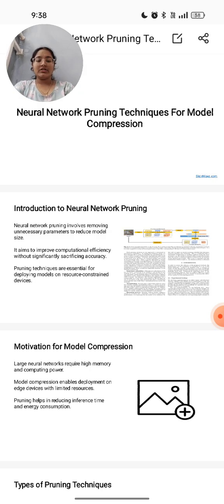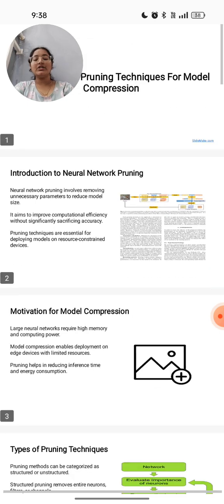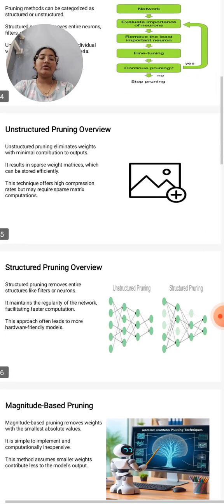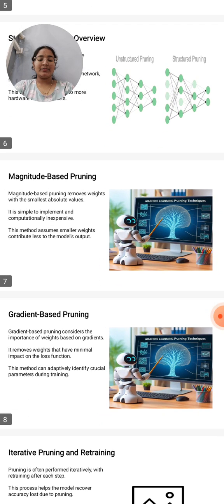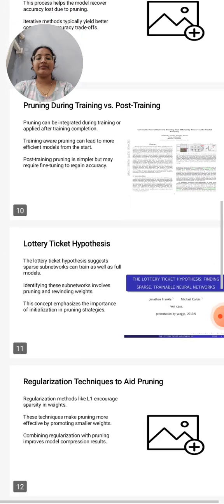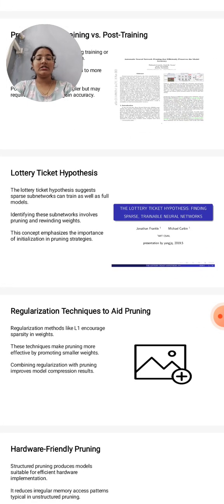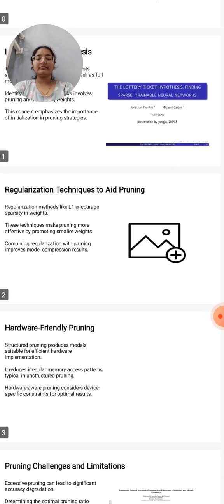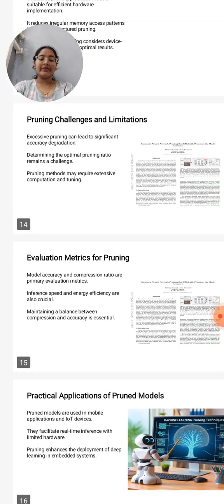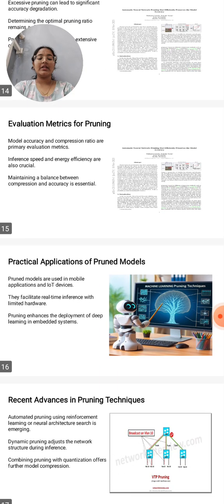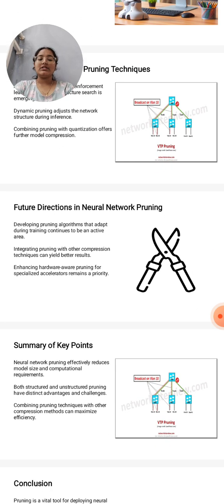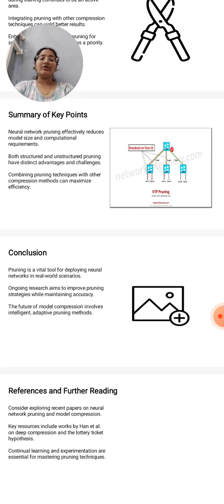Topic number one is introduction to neural network pruning, and next motivation for model compression, types of pruning techniques and the process of pruning, unstructured pruning overview, structured pruning overview, magnitude based pruning, gradient based pruning, iterative pruning and retraining, pruning during training versus post training, lottery ticket hypothesis, regularization techniques to aid pruning, hardware friendly pruning, challenges and limitations, evaluation metrics for pruning, practical applications of pruned models, recent advances in pruning techniques, future directions in neural network pruning, summary of key points of the PPT, and conclusion of this PPT.